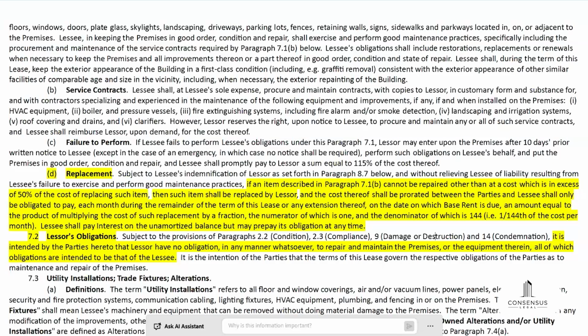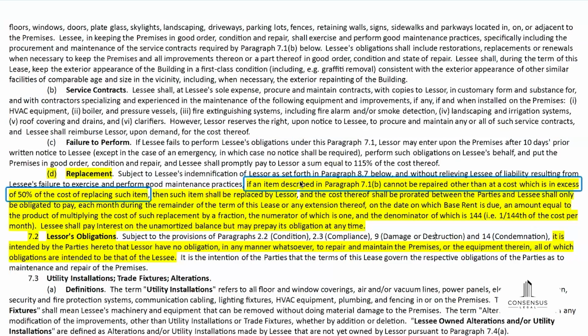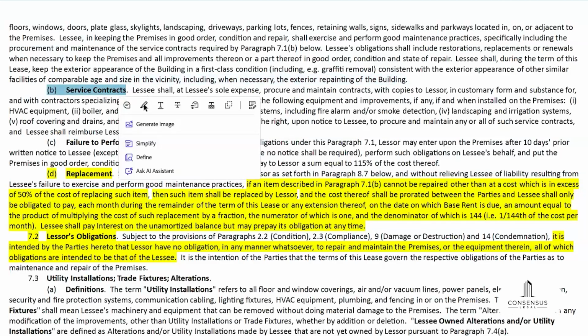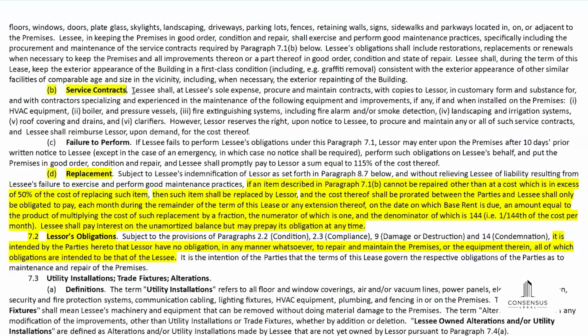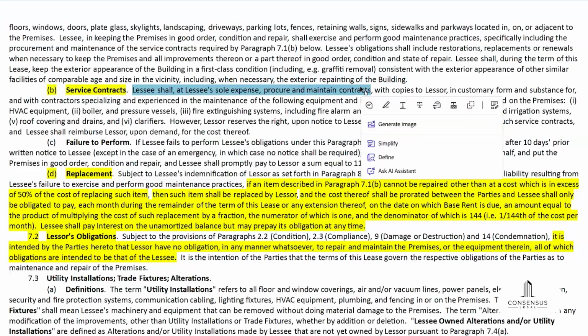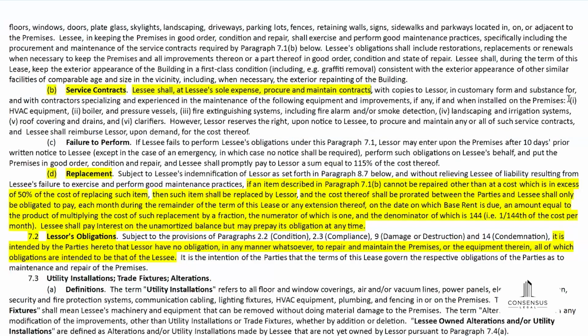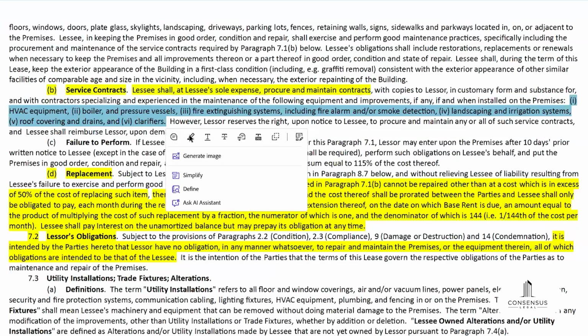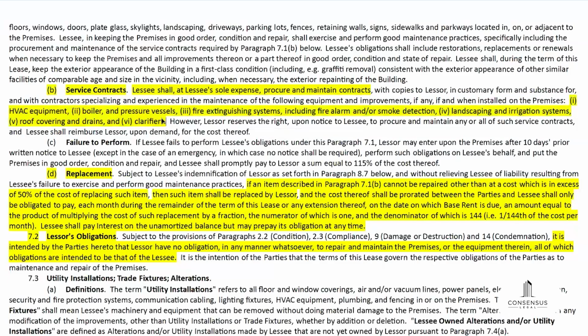So that's the replacement obligation. Now, the key provision is what items are we talking about that are subject to lessor's replacement obligation? And it's the items described in 7.1b. What are those items? So 7.1b relates to service contracts that lessee is required to procure and maintain. And there are 6 items specifically for which lessee has to procure service contracts.